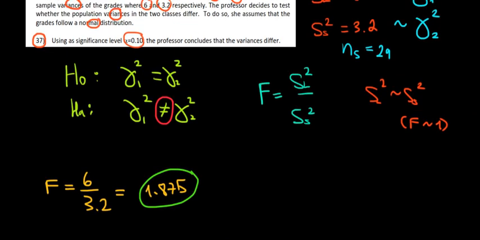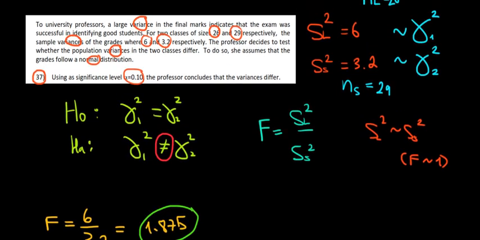to claim that there is a difference in the population variance. So if we have a look at the answer key, using a significance level of 10%, the professor concludes that the variances differ, and that is false. We saw that we do not have enough evidence to say that the variances differ. Hope this makes sense, and we are done.